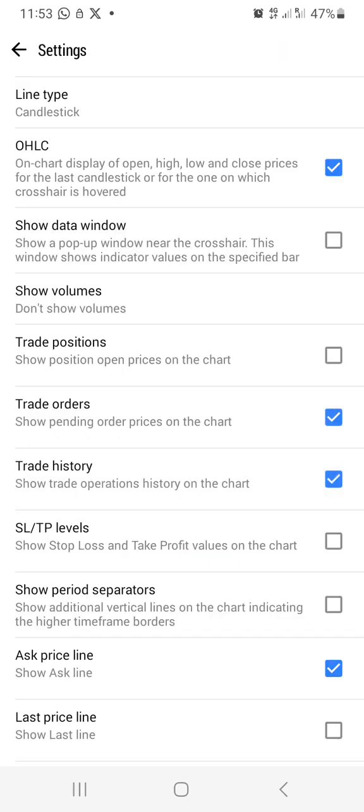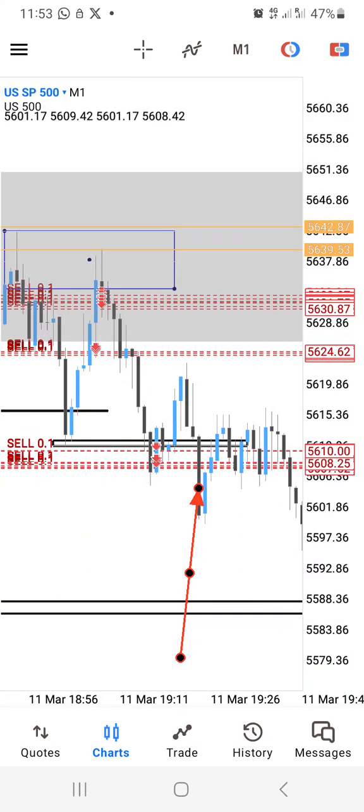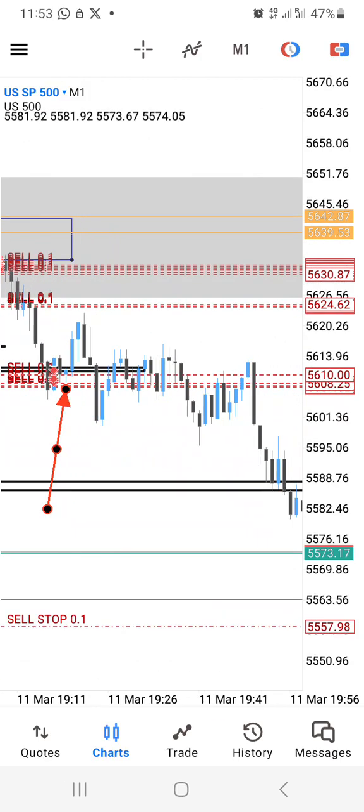Orders and plus history and plus positions, you can see. So do you see everything, guys? What I have been telling you, here executed, and here executed, and there executed. Are you getting the point? You can see how the market behaves.